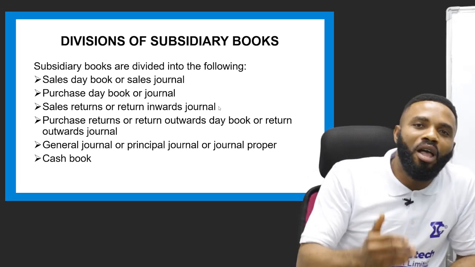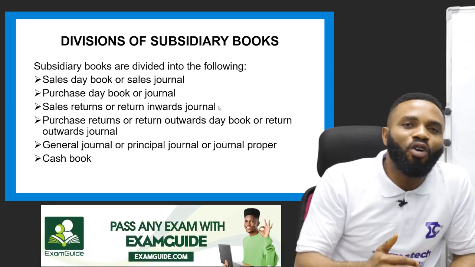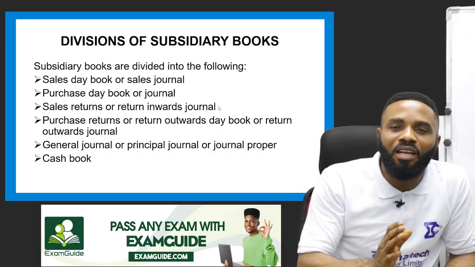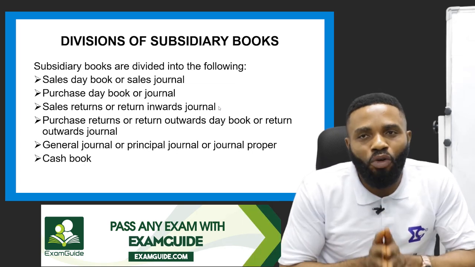And then number two, purchase day book or journals. This one is used to record purchases on credit on a daily basis. Everything you buy on credit on a daily basis is expected to be recorded in your what? Purchase day book or journal.